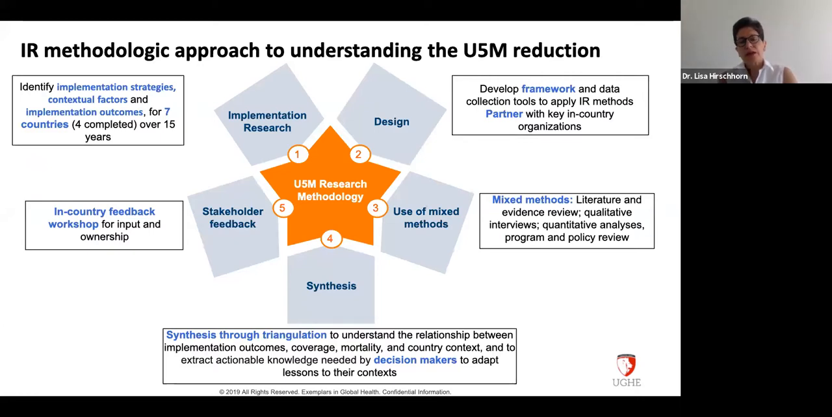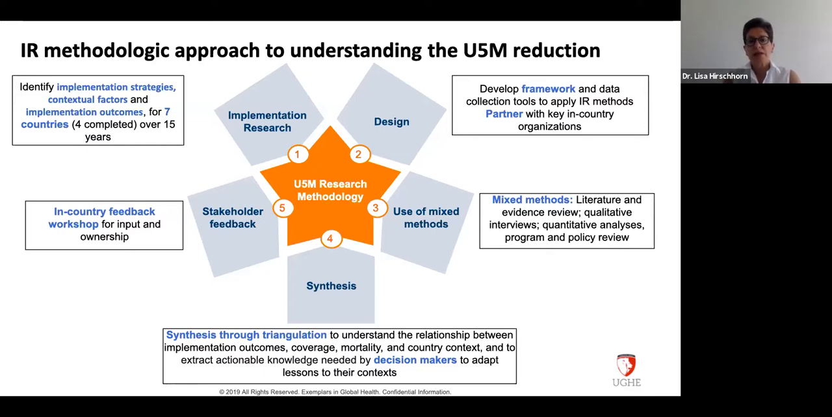But we also recognize, again reflecting what Kenny said, that a lot of the frameworks that existed were really developed in high income and particularly US countries. And so we had to figure out how to develop one, as well as data collection tools to apply with implementation research methods. And then again, as Kinesh has pointed out, to make sure that we're partnering with key stakeholders by partnering directly with in-country organizations and helping to also transfer some of the implementation research skills.